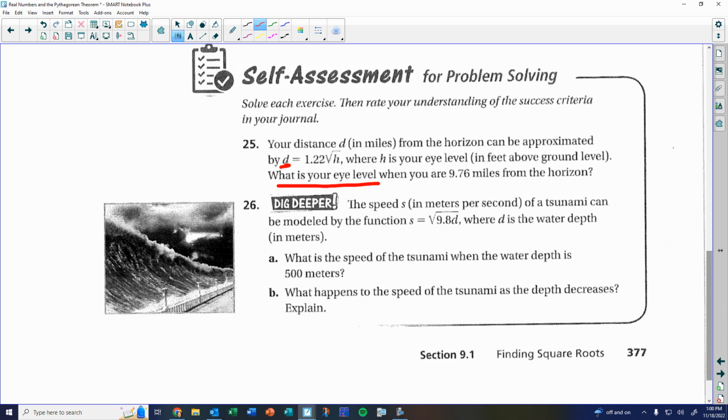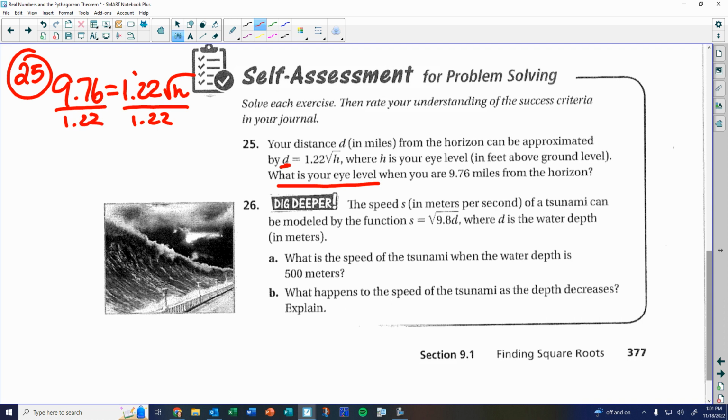So when you set this up, you're going to plug in 9.76 for d. So I'm going to think of 1.22 square root of h as like 1.22x, right? So it's multiplying, right? How can I get rid of the 1.22? Nope, not minus. Divide. If I divide both sides by 1.22, that's 1. So I'm just left with the square root of h.